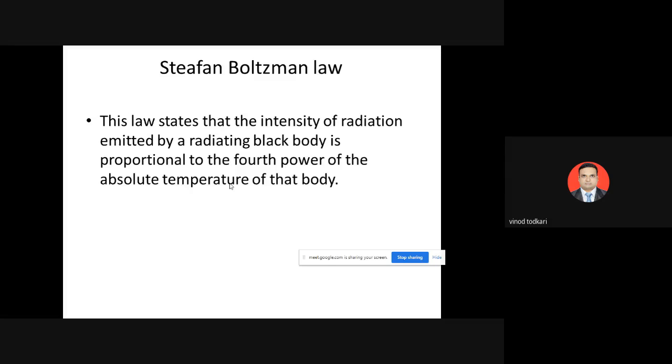For a black body, QB is equal to sigma A (T1 raised to 4 minus T2 raised to 4). For a general body, we will just multiply this equation by epsilon, which is nothing but emissivity. That we'll see while we work out numericals. But remember that Stefan Boltzmann's law is for a black body. So it states that the emissive power of a black body is directly proportional to the fourth power of its absolute temperature.